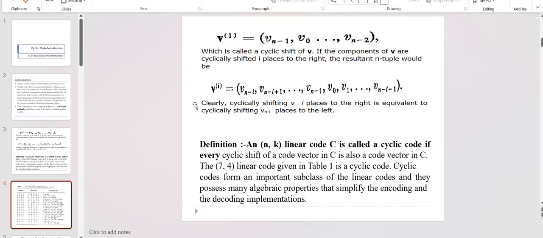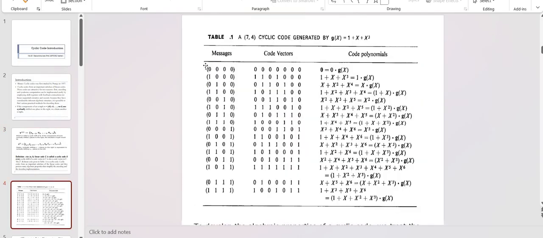So let us consider this table. This is your message, which has 2 raised to 4, that is 16, possible code words. The generator polynomial is 1 plus x cube. This is the generalized table where the cyclic code is evaluated. The message is from 4 zeros to 4 ones, and these are the obtained cyclic codes. Suppose for the first one, 0 into g of x, it will become 0.